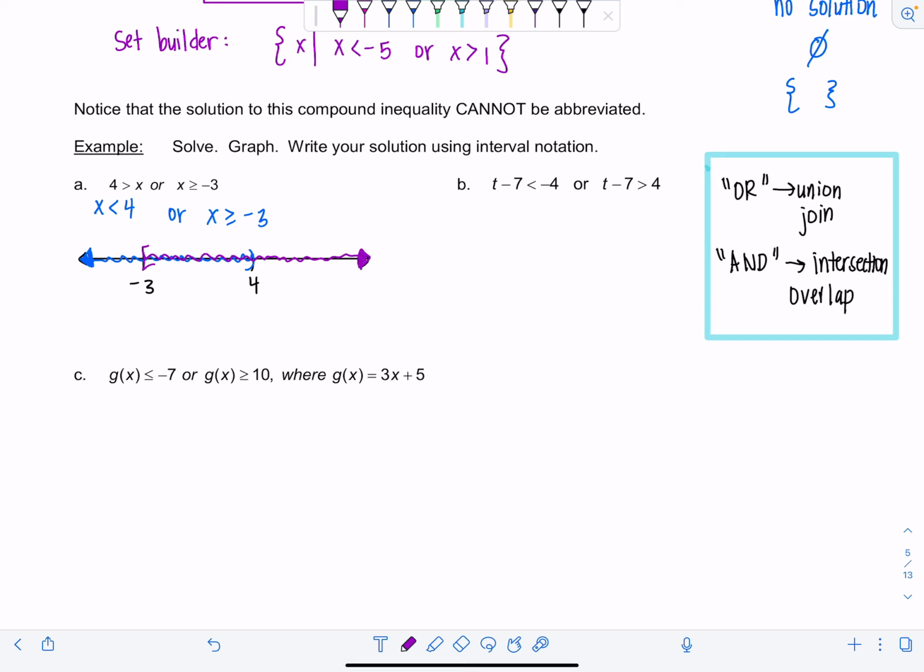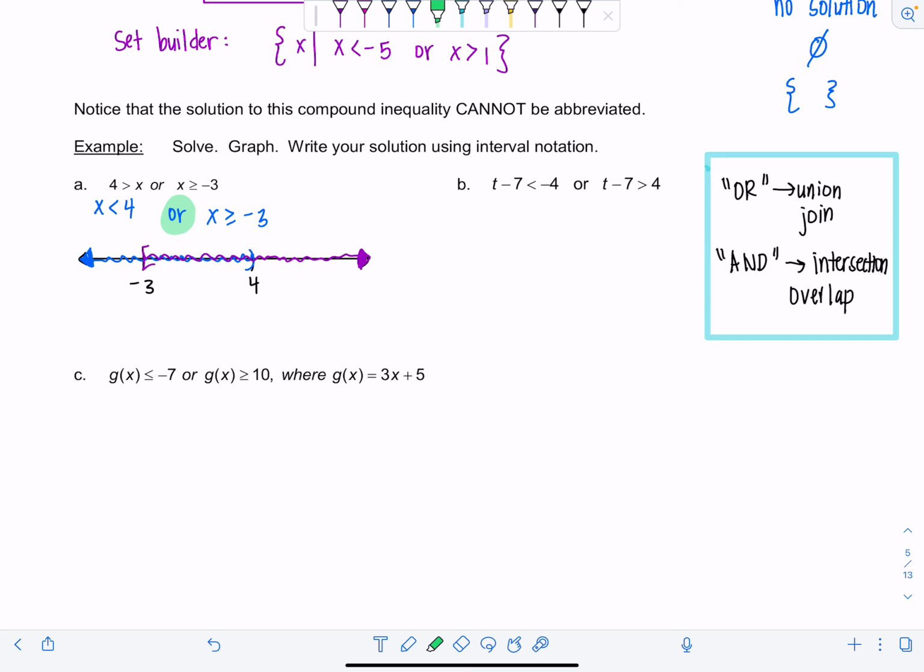Okay, so now let's look here. Notice the word between these two statements is or. So we're looking for the union. We're joining everything together. So our solution set is going to contain any part of the number line that we shaded in. Anything goes.